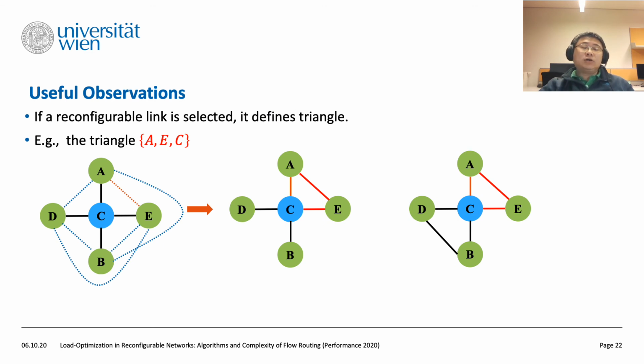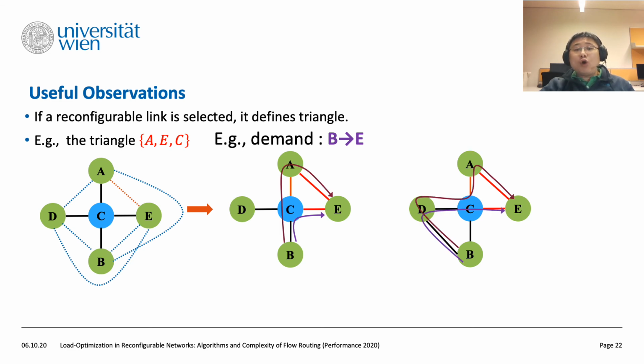In this slide, we introduce some useful observations. If a reconfigurable link is selected in a matching, for example AE, it defines a triangle ACE. For any demand from a node outside the triangle to a node inside the triangle, for example B to E, no matter what the structure outside the triangle is, the flow for this demand will always go through C before it enters the triangle ACE. Conversely, for a demand from a node inside the triangle to a node outside, its flow always goes through C first before leaving the triangle.